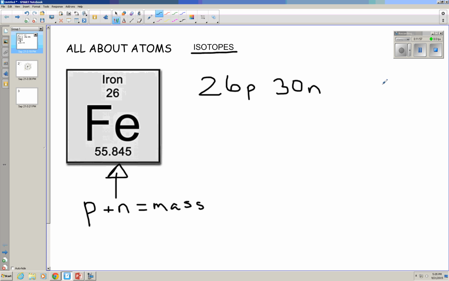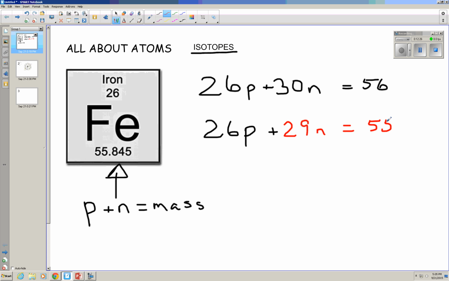And if you add up those numbers, you get what? You get 56. But you notice our average is not 56. Our average is a little bit lower. So the only way this can happen is if sometimes some iron atoms that have 26 protons, instead of having 30 neutrons, actually have 29 neutrons, which adds up to a mass of 55.